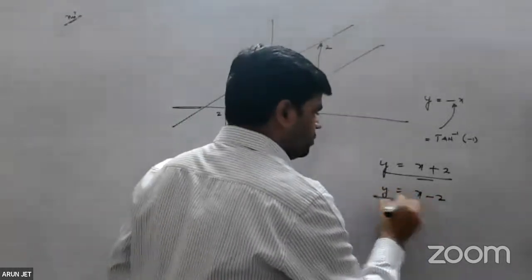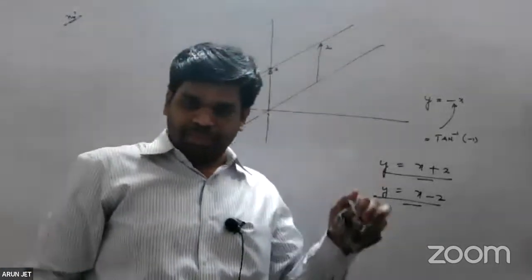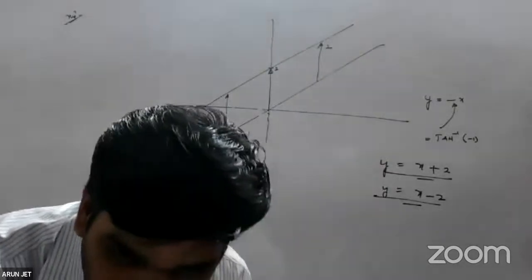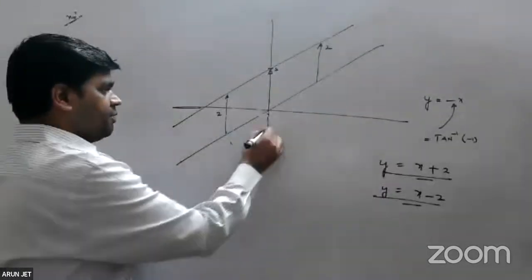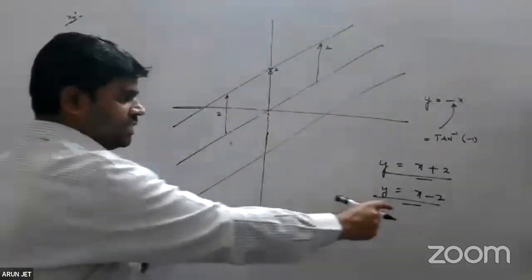X minus 2. How do you plot x minus 2? Do I pull it down or pull it up? Push it up. All right, good. Someone already says down. I put it down because it is negative, -2.